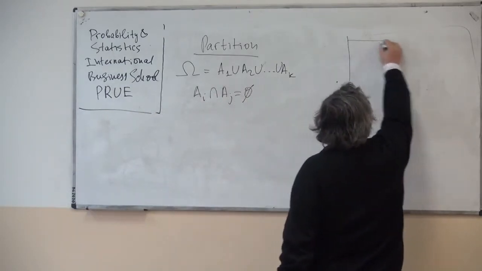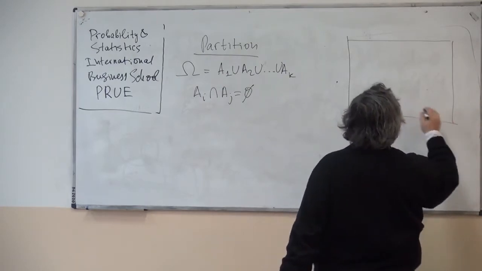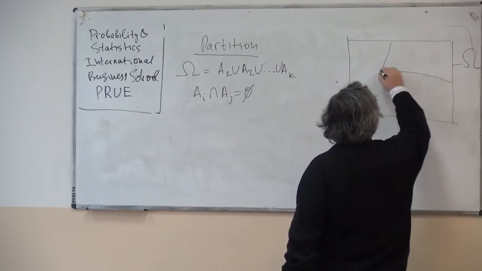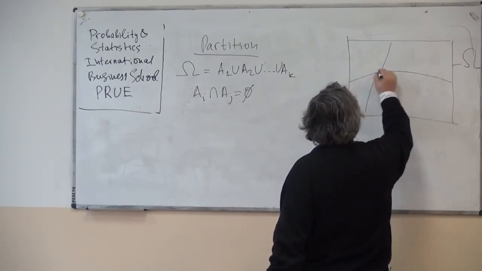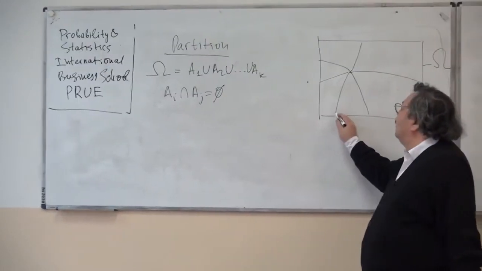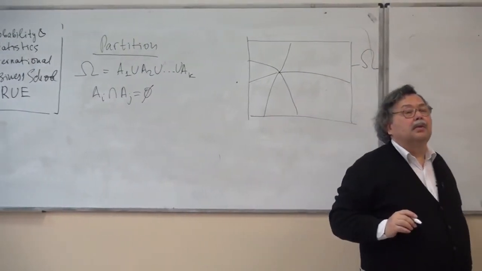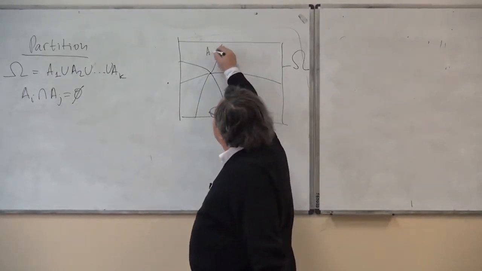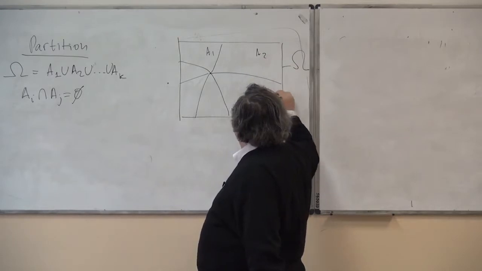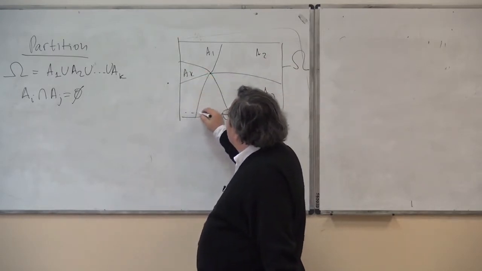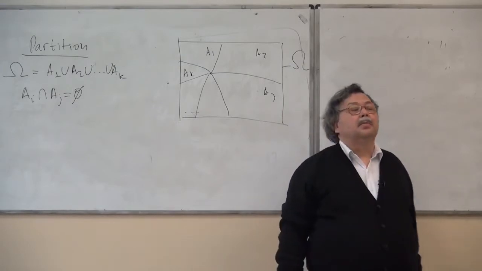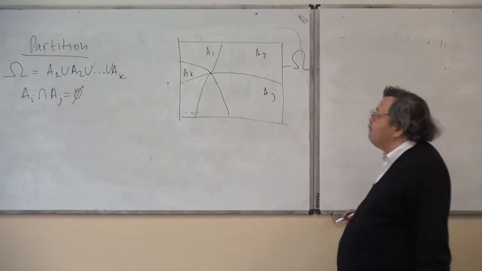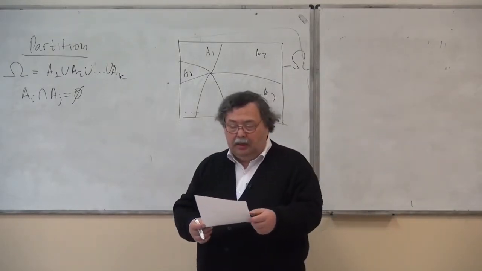Now, if we try to illustrate it by a diagram, this is omega, and this is an illustration of how omega can be split into the union of a certain number of mutually exclusive events. Say, suppose this is A1, this is A2, A3, AK. Like this. Each pair is mutually exclusive, and put together they make up omega. All right.